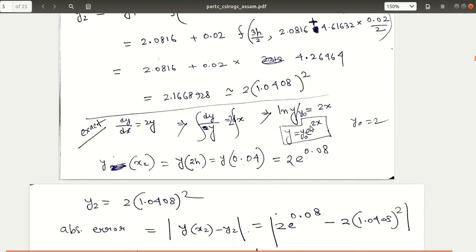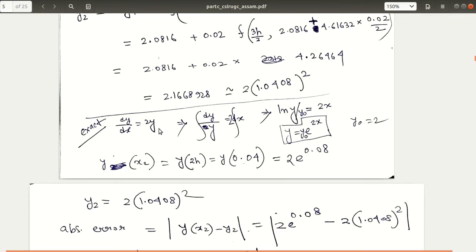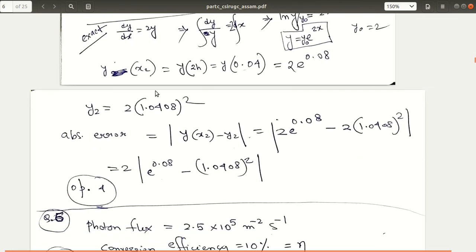Now for the exact solution, dy by dx is equal to 2y. If you take y on the left hand side and x on the right hand side and integrate, you will get y is equal to y0 e to the power 2x, and you know that y0 is 2, so your exact solution is y is equal to 2 into e to the power 2x. But you need to find y of x2, which is at 2h, so 0.04. If you substitute here, it will give you 0.08, so 2 into e to the power 0.08 is your exact solution, and our numerical solution is 2 into 1.0408 whole square.